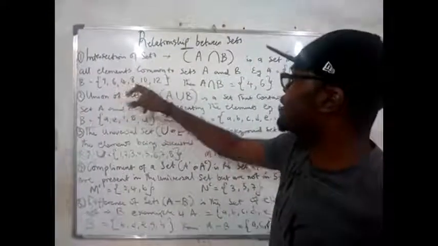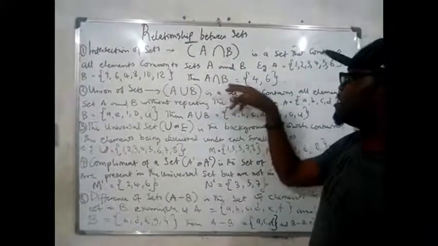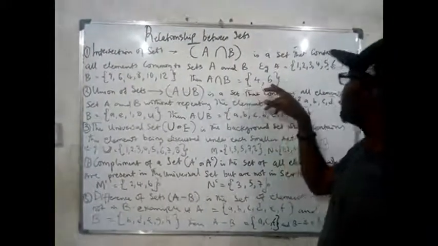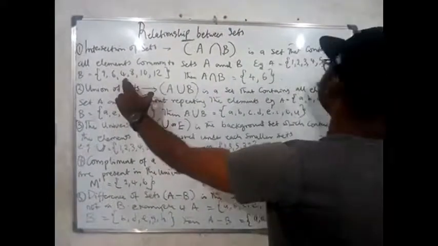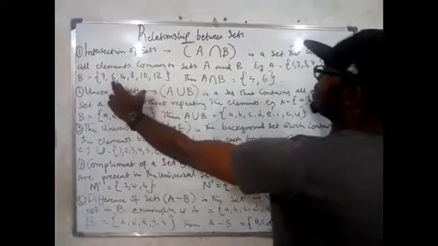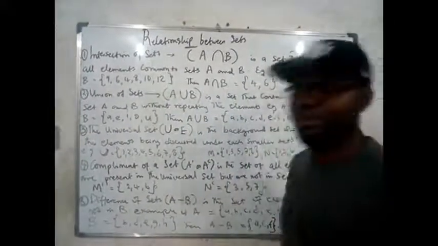6, 4, 8, 10, 12, then set A intersection set B will be 4 and 6, because 4 is in A and 4 is in B. 6 is in A and 6 is in B. That's why the intersection is only these two elements that they have in common.